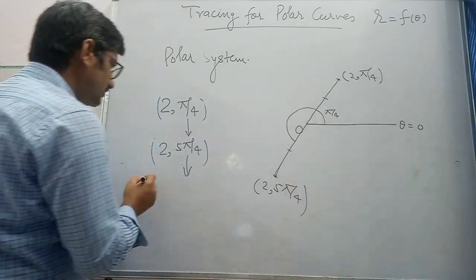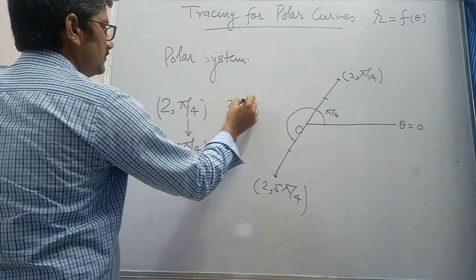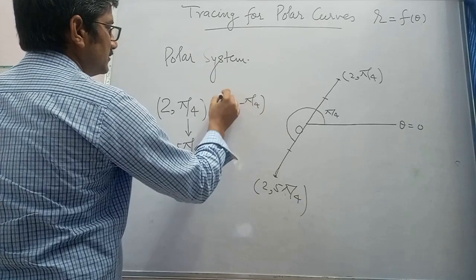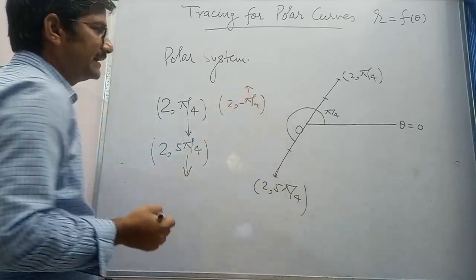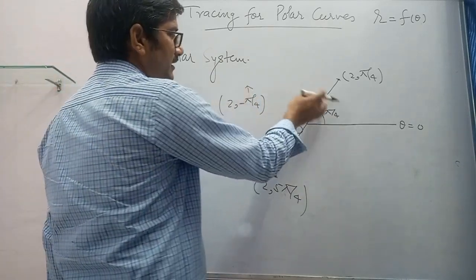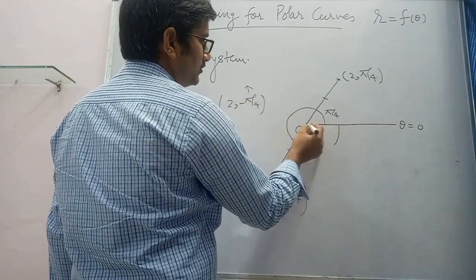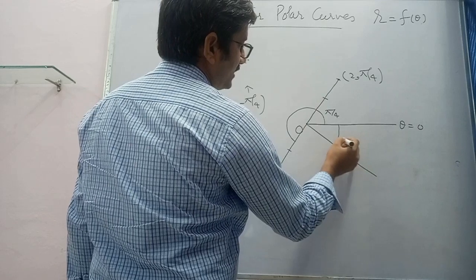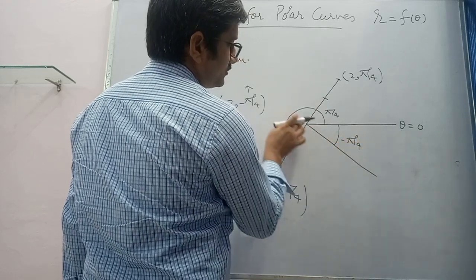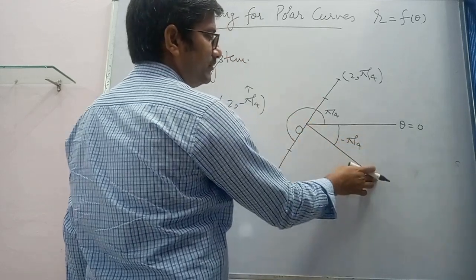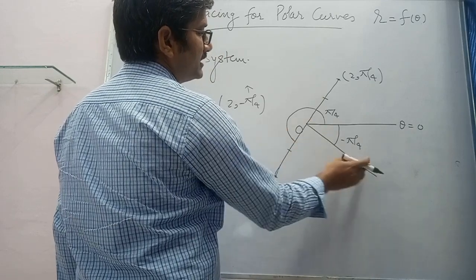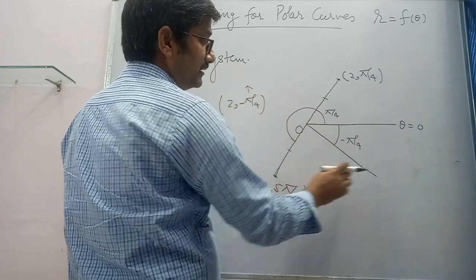But suppose we have to locate (2, −π/4). So this theta is negative here. So π/4 in the anti-clockwise direction, −π/4 in the clockwise direction. So −π/4 is this angle. You will move in this direction, the r will be positive. If you move opposite to this direction, in this direction r will be negative.